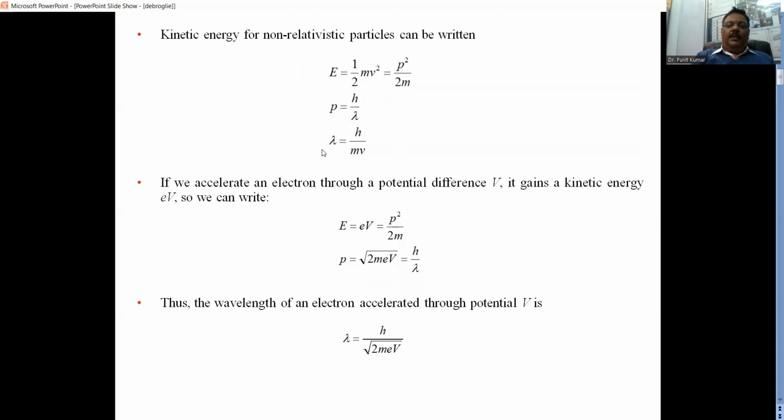And if we accelerate the electron through a potential difference V, it gains energy eV. And this energy, as we have seen, is equal to p square by 2m. So we equate these, and the momentum comes out to be under root 2meV, which is equal to h by lambda from equation 2. Further processing this, the wavelength comes out to be h upon under root 2meV. This is the wavelength of the electron accelerated by a potential V.